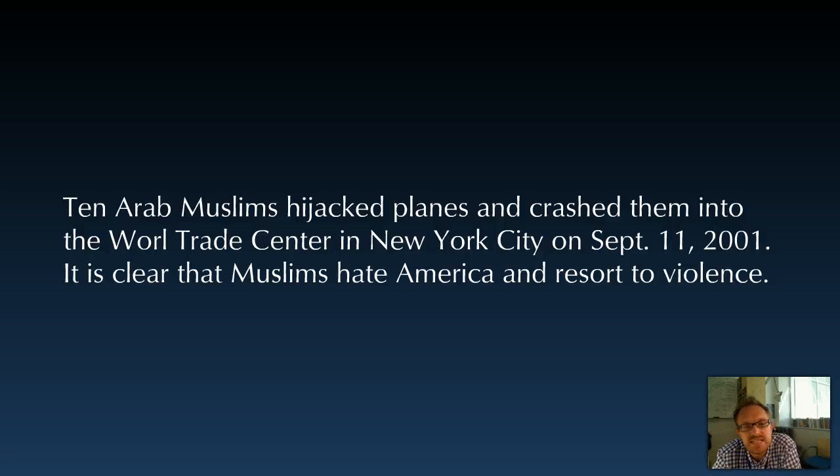So here's an example. Ten Arab Muslims hijacked planes and crashed them into the World Trade Center in New York City on September 11, 2001. It's clear that Muslims hate America and resort to violence. That is a completely hasty generalization. There are literally millions of Muslims in the world, and to say that all Muslims hate America because ten specific people committed this crime, and even more than that, is a hasty generalization. So you can basically say all racial, ethnic and national stereotypes function according to this fallacy. That's a good example.